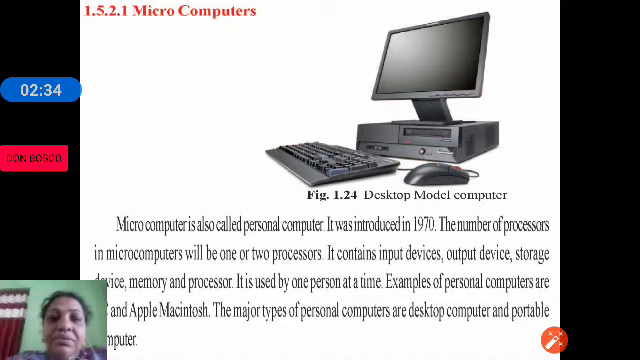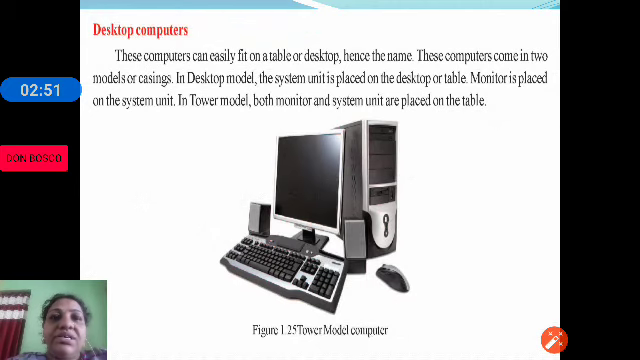A microcomputer is majorly called a personal computer. Microcomputers are classified as desktops and portables. Let us see what a desktop is. Desktop means a computer which is kept on the desk with one keyboard, mouse, monitor, CPU, speakers, etc. These computers fit on a table or a desktop, hence the name desktop computers.